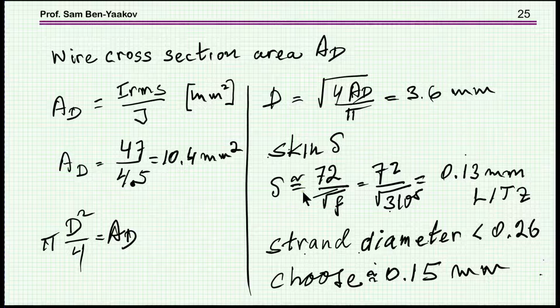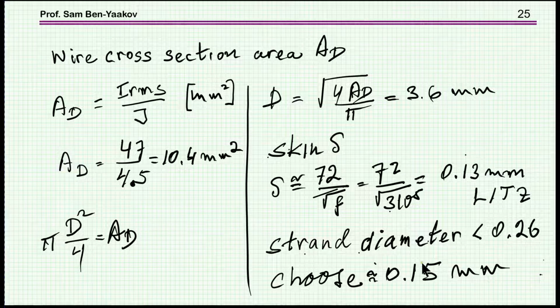Now, since we are working at 300 kilohertz, we have to worry about skin effect. Skin effect can be approximated for copper as 72 over the square root of the frequency. This is in hertz, and the result is in millimeters. So we get here 0.13. So we need a wire with a diameter smaller than 0.26, twice this value. Well, in order to avoid or somehow remedy perhaps proximity effect, I would choose a smaller diameter, say 0.15 millimeter.